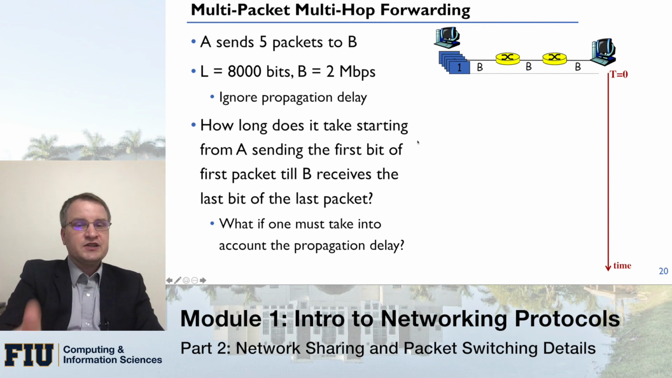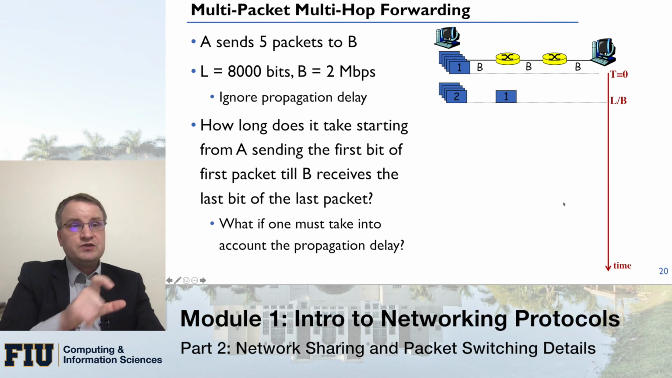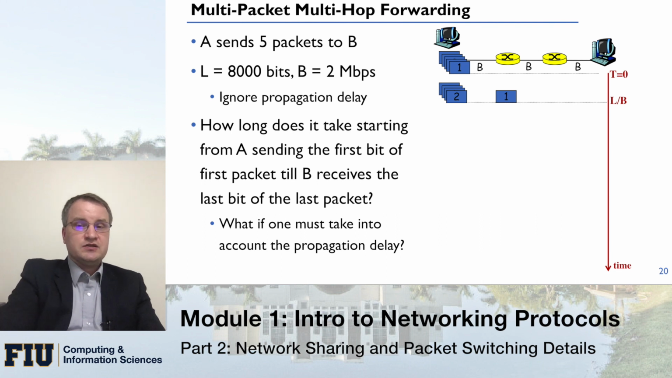We can consider the single link first, where this packet will be transmitted. We'll have to wait at least L divided by B, if we completely ignore the propagation delay, for the first packet to be transmitted. At this point, this packet will arrive at B, it will be queued, and potentially be ready to be sent out further.